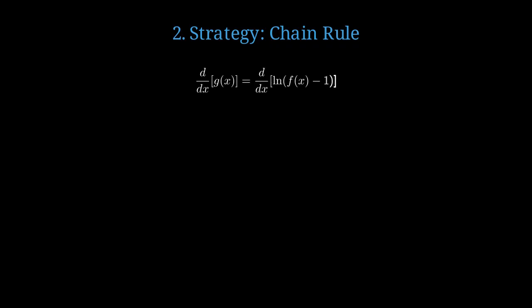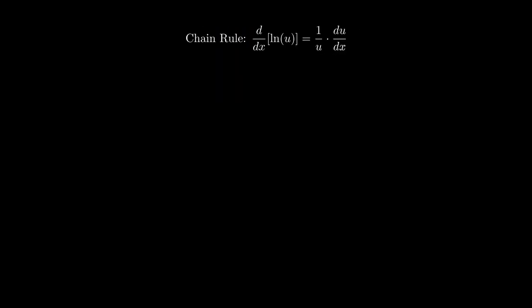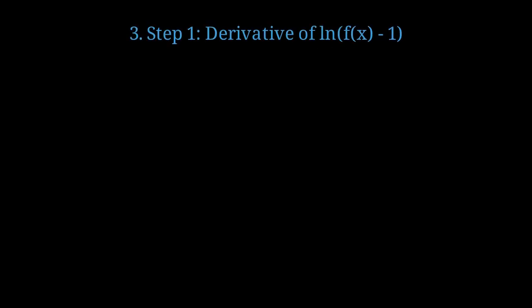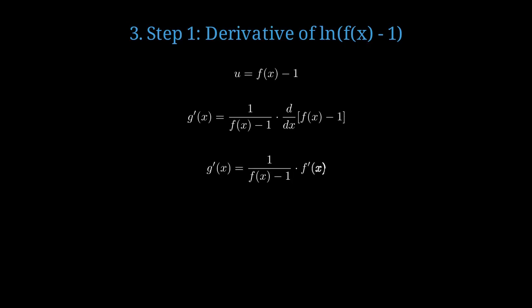The derivative of g with respect to x equals the derivative of natural log of f of x minus 1. Using the chain rule for natural log, the derivative of natural log of u equals 1 over u times du dx. Let's start by finding the derivative of the outer logarithm function. Let u equal f of x minus 1. Then g prime of x equals 1 over f of x minus 1 times the derivative of f of x minus 1. This simplifies to 1 over f of x minus 1 times f prime of x.